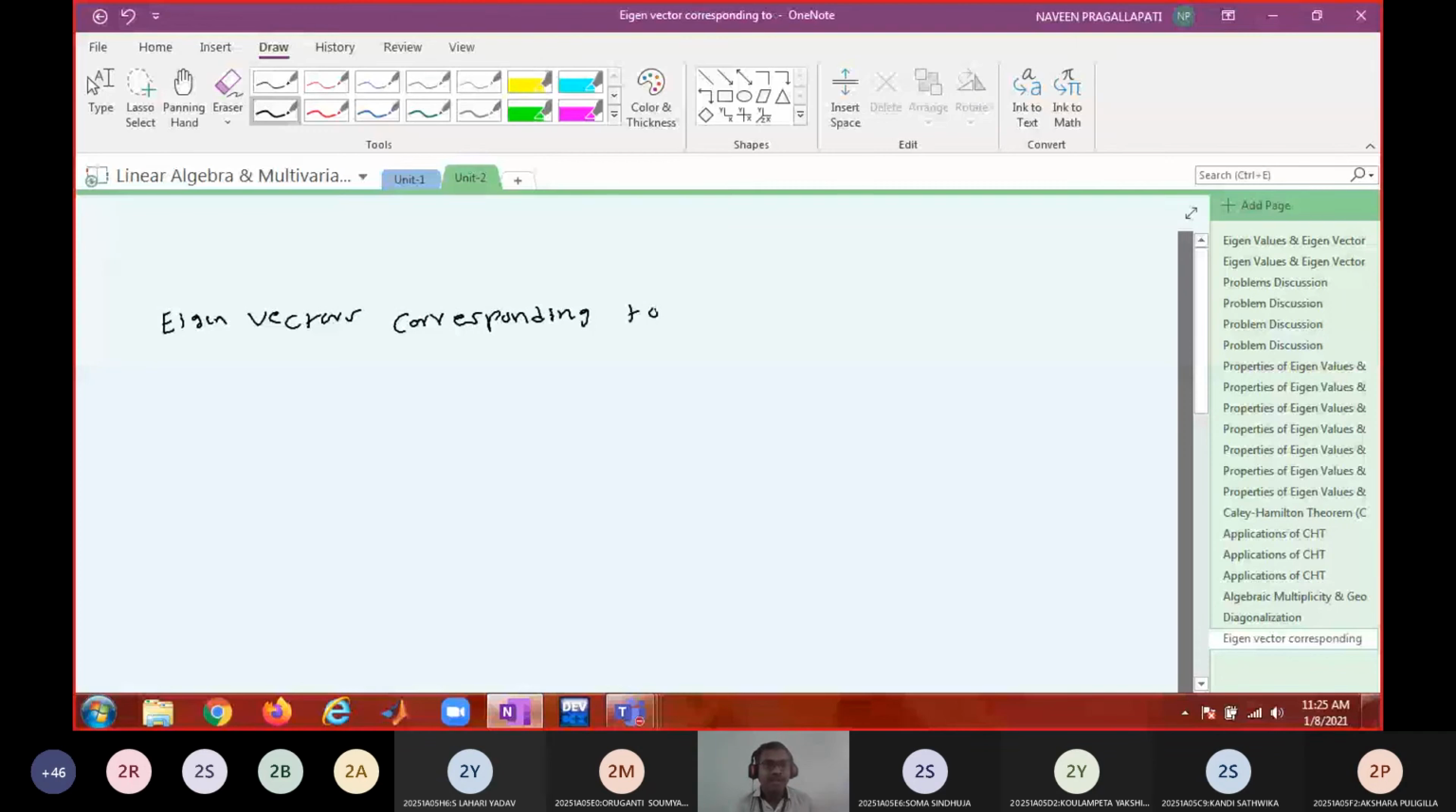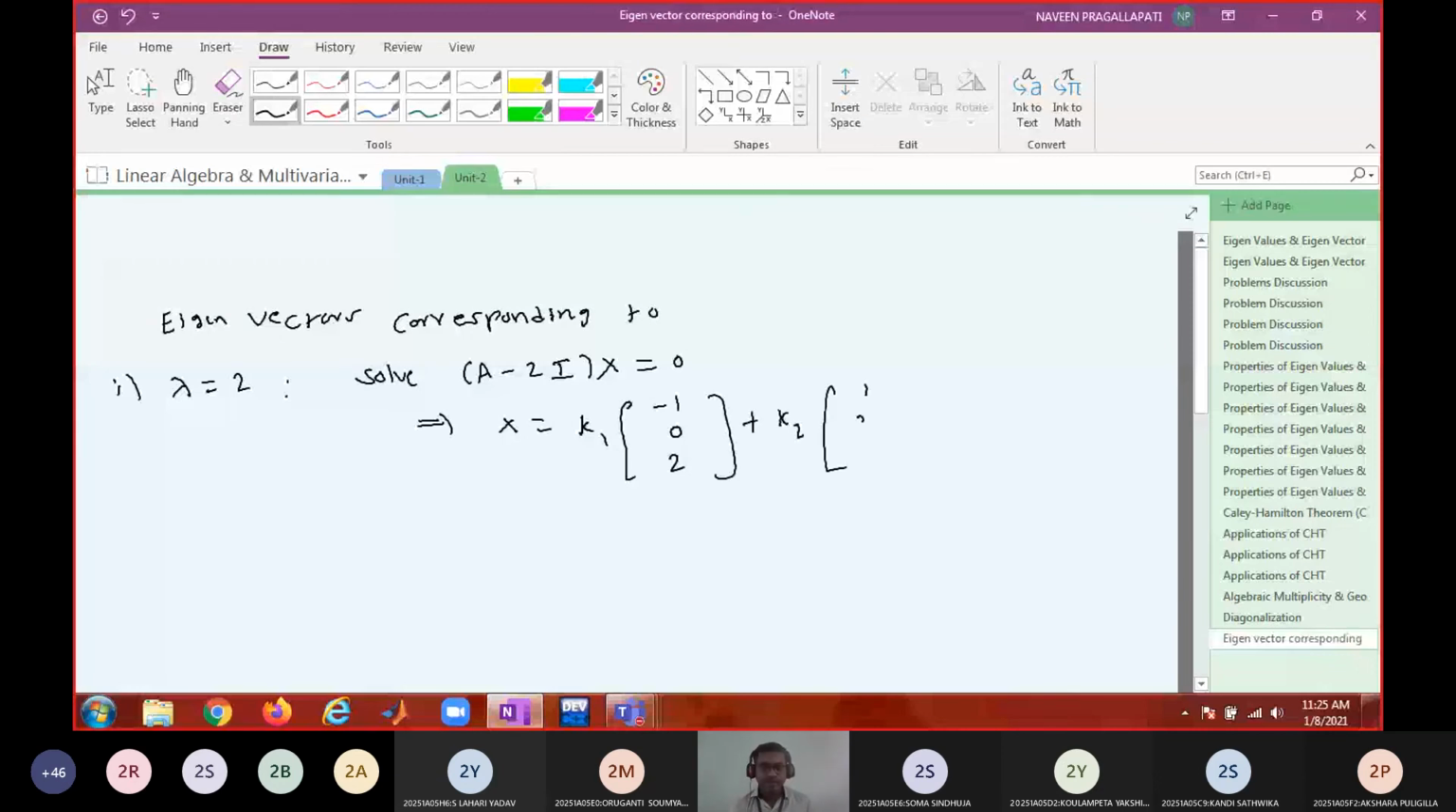Solve the equation (A minus 2I) x equals 0. When you solve this equation, what do you get? X equals k1 into the matrix, can you tell me that matrix? K1 into minus 1 0 2, am I right? Plus k2 into 1 2 0. Is this what you got?